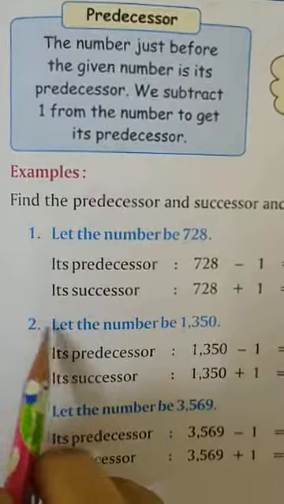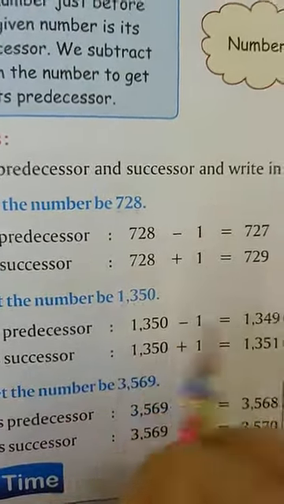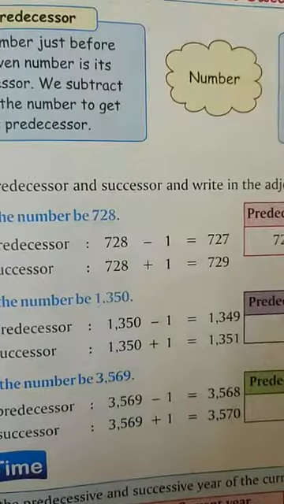This is an example for you. In this they have already solved the predecessor and successor. You have to just write its predecessor and successor over here. Hope this is clear to you.